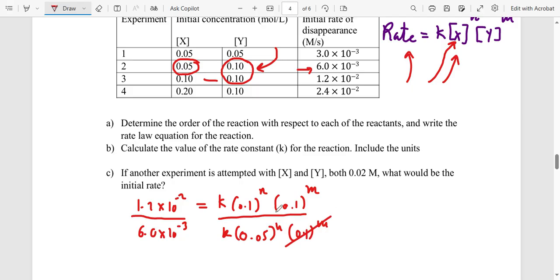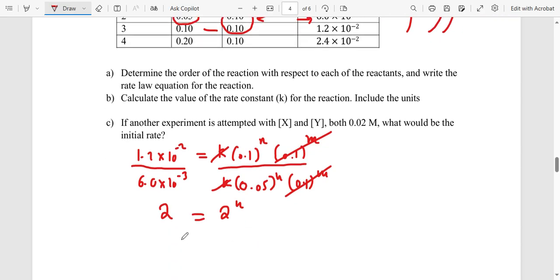So you see that this part will cancel with this part. We already saw that 1.2 times 10 to the power negative 2 divided by 6.0 times 10 to the power negative 3 gives us 2. This K will cancel with this K. 0.1 divided by 0.05 is 2. So this tells us that 2 is the same as 2 to the power N, so N is going to be equal to 1.